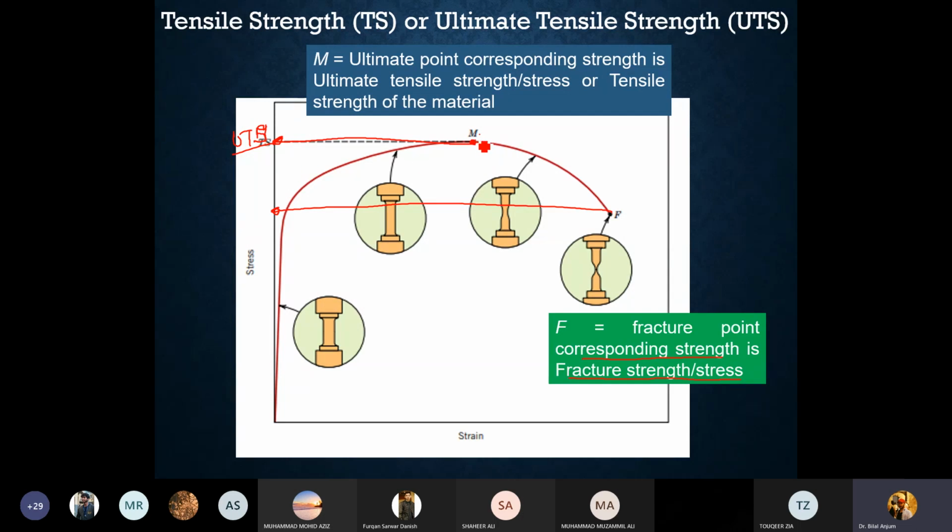Beyond this point, the necking phenomenon occurs, and a neck starts to form in the sample. Before this point, there is no necking. Plastic deformation is taking place, but there is no necking. Beyond this UTS point, necking takes place, and then the neck sharpens. At the fracture point, this neck is almost at its sharpest. So necking starts after the UTS point.